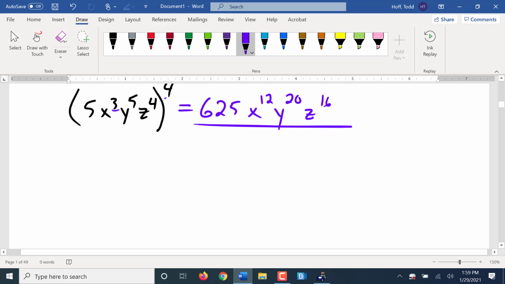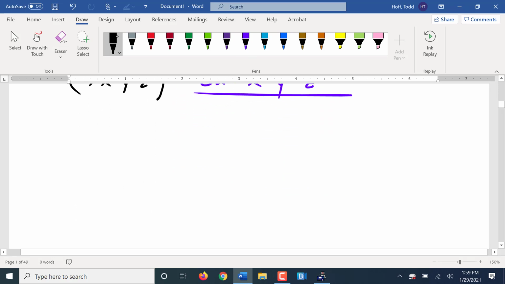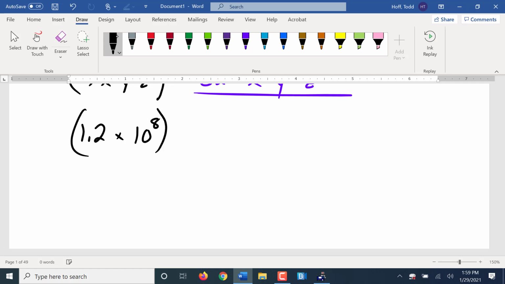Okay. When we do scientific notation, it works the same way. We might have 1.2 times 10 to the 8th, to the 3rd power. We do the power of the number. This 1.2 to the 3rd power is 1.728. 10 to the 8th to the 3rd power is 10 to the 24. We multiply the powers. 8 times 3 is 24. Just like x to the 8th to the 3rd power would be x to the 24.